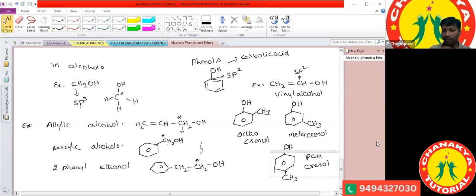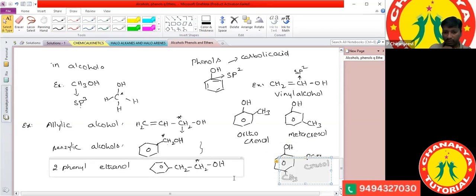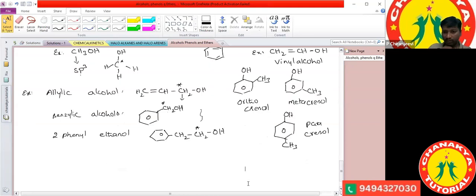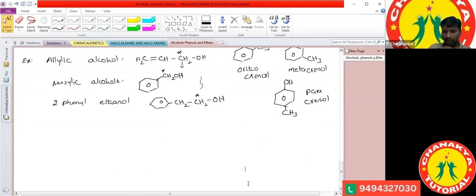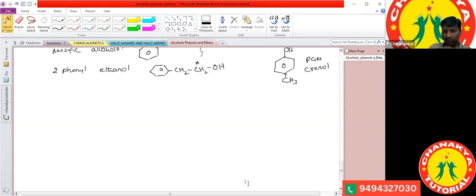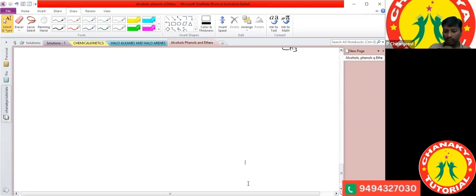So once you check it out, in all the cases the hybridization is sp2 only. In orthocresol also sp2 hybridization, in paracresol also sp2, and in metacresol also sp2.